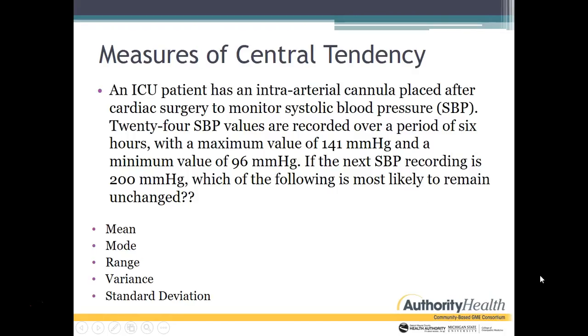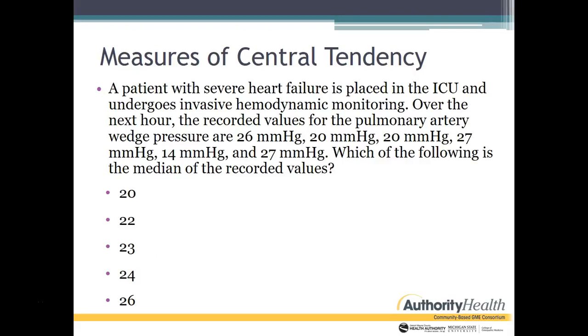So here's a quick problem on measures of central tendency. An ICU patient has a cannula placed after cardiac surgery to monitor SBP. 24 values are recorded over a period of 6 hours, with a maximum value of 141 and a minimum value of 96. If the next recording is 200, which of the following is most likely to remain unchanged? So here we have a range of 96 to 141. Clearly, if the next one is 200, that would be an outlier. So we talked about outliers. They affect the mean, but what is most likely to remain unchanged, out of these choices, is the mode. And that's what we just talked about.